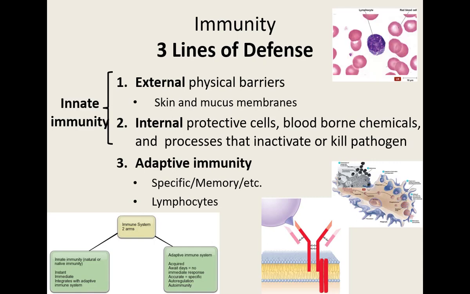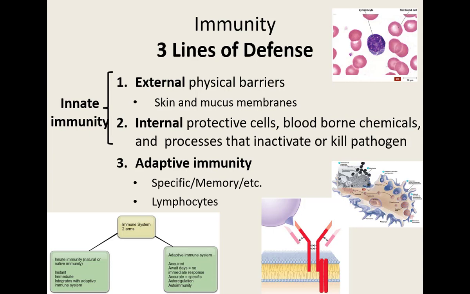Our immune system is broken down into 3 lines of defense. The first line itself is anything that just prevents microorganisms from getting in the body. So our skin, our mucous membranes, they're just the barrier.